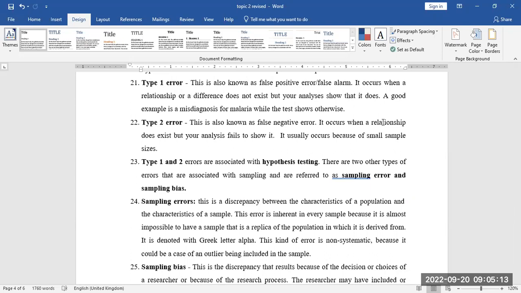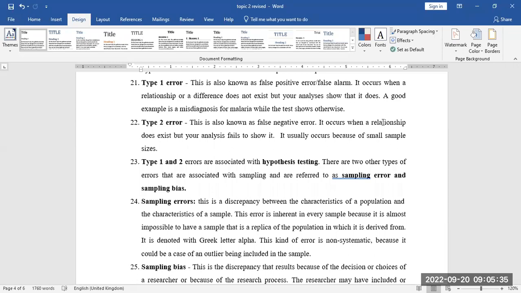Before we proceed, remember you have to understand these terms because we are going to use them throughout this course. We'll be talking about type 1 error, type 2 error, type 1 and type 2. And you'll be asking yourself, huu mwalimu anamaanisha nini? What does type 1 error mean?